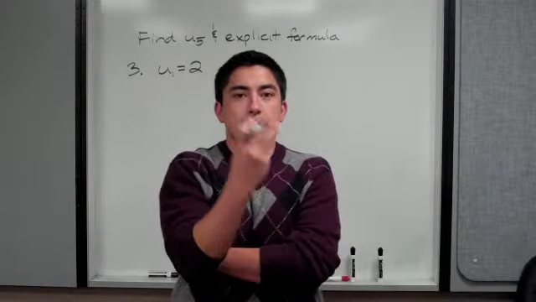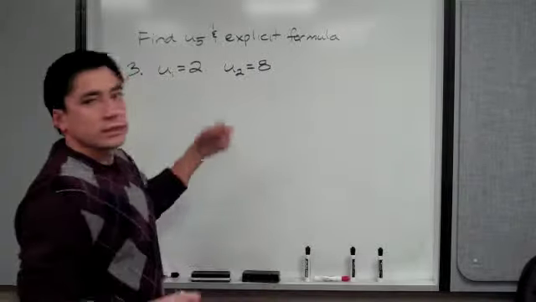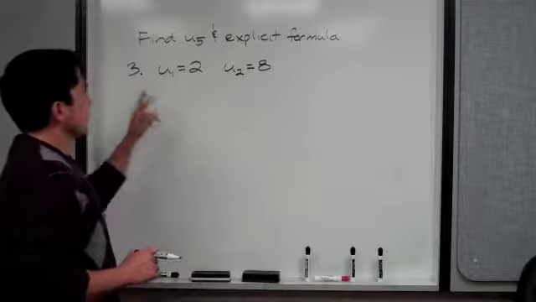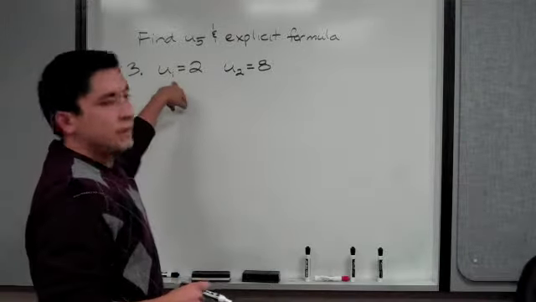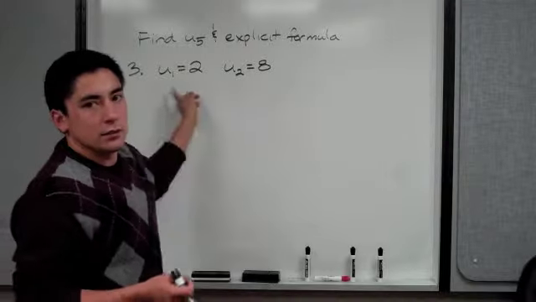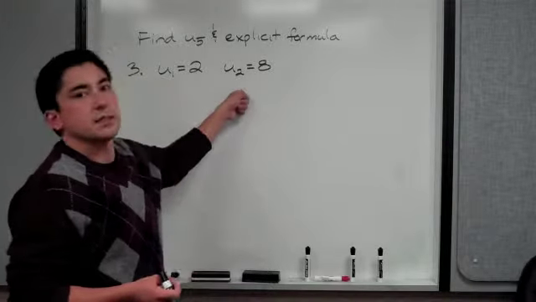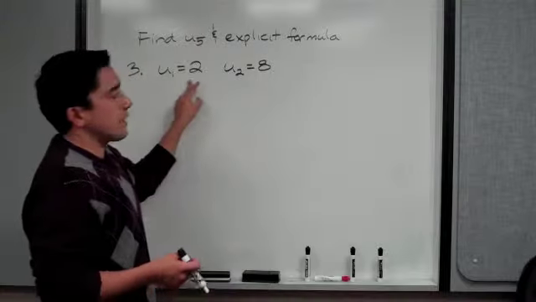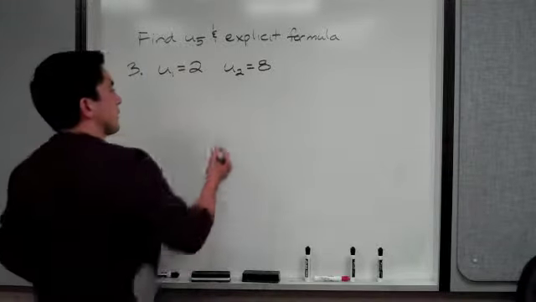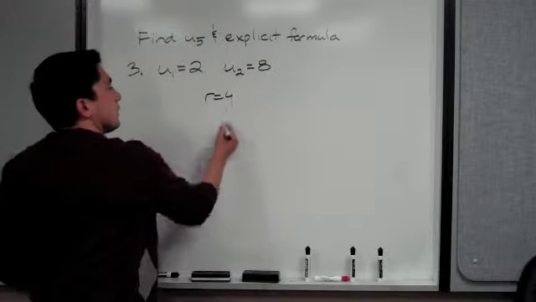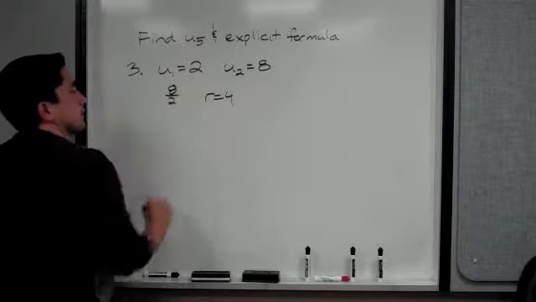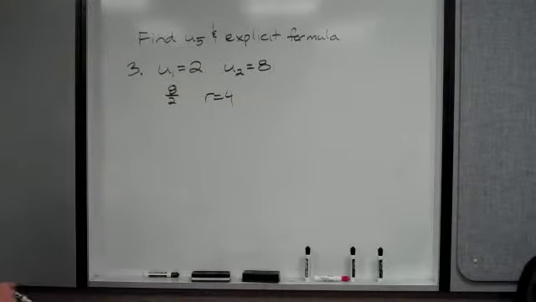For example 3 that we did, it wants us to find u sub 5 and the explicit formula. Well, we need to find our ratio first. That's the first thing we need to do. Since these are right next to each other, first term to the second term, we can say 8 divided by 2. One term divided by the one before it will give us our ratio. So in this case, our ratio is 4. Again, the way we found that is we did 8 divided by 2.